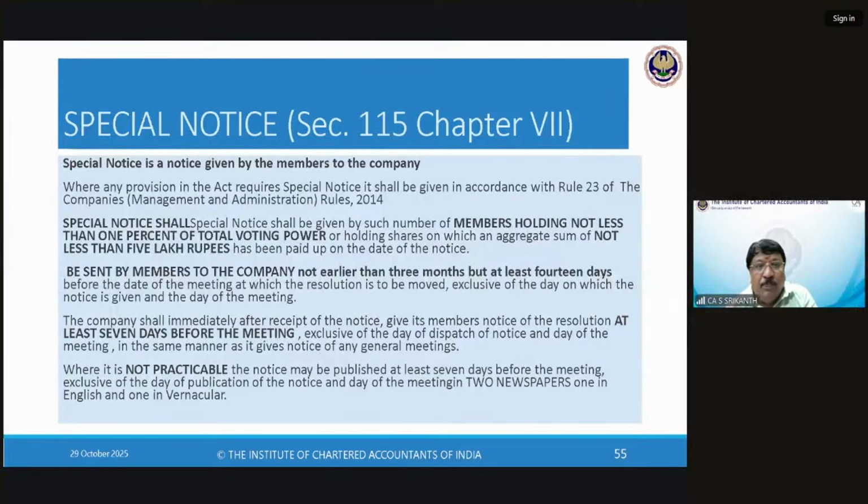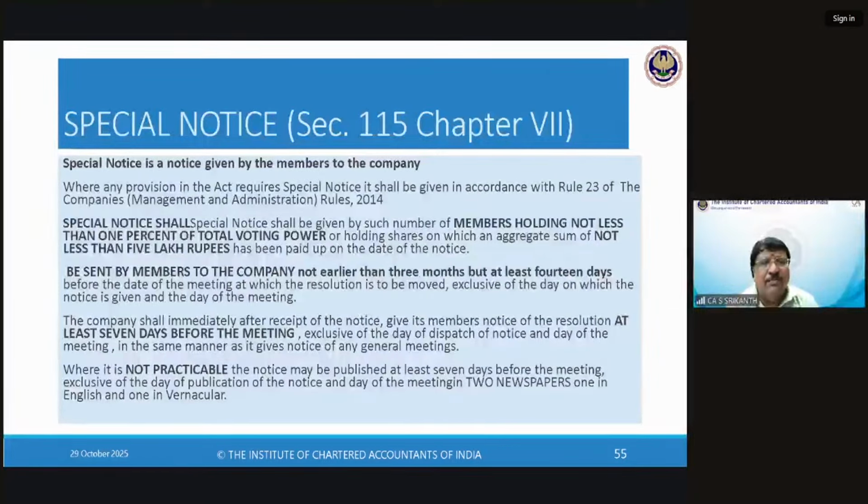Remember, for a company with share capital, on a poll, one share, one vote. For a company not having share capital, one member, one vote. For a company having share capital, on a poll, total voting power is one share, one vote. So if a company has 10 lakh rupees paid up capital, at 10 rupees per share, then the total voting power is 1 lakh.